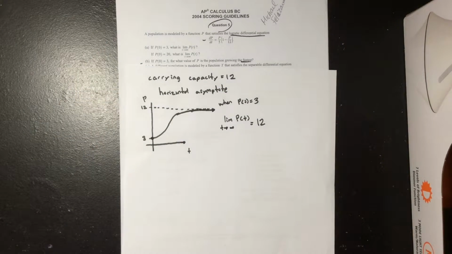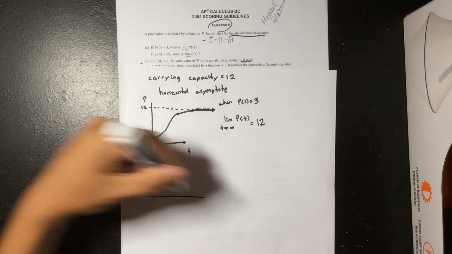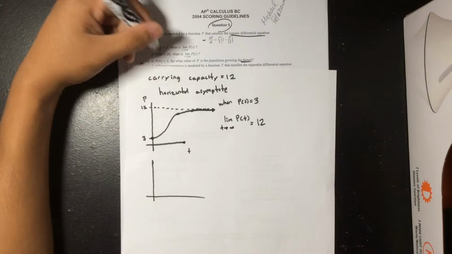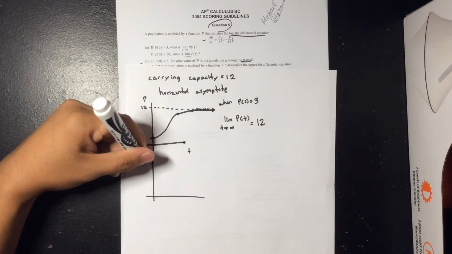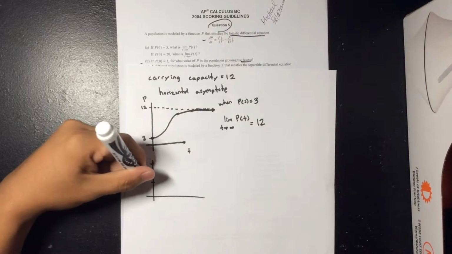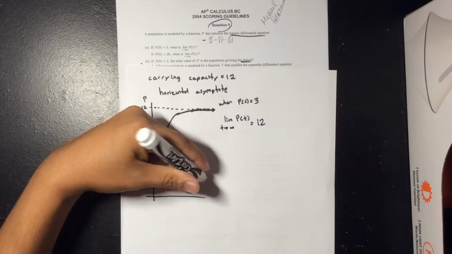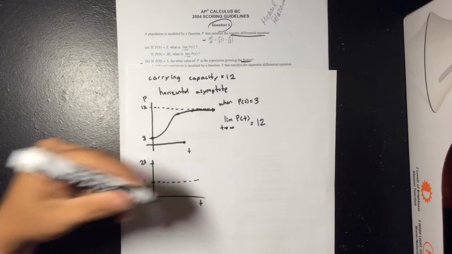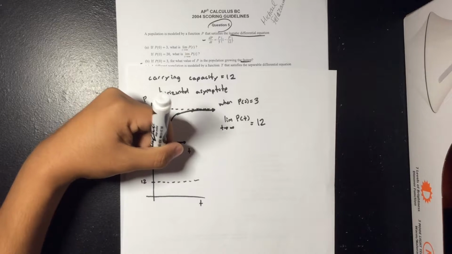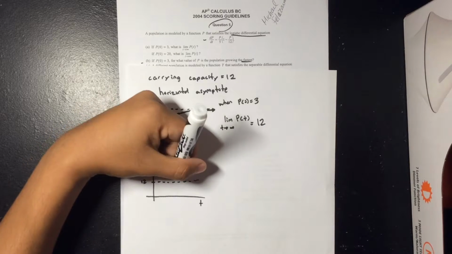And strangely enough, for the second part, when it asks that the initial population is at 20, which is obviously above the carrying capacity, you may ask, how will that work? Well, it's going to function pretty much the exact same way. It's going to decrease in order to approach that carrying capacity.